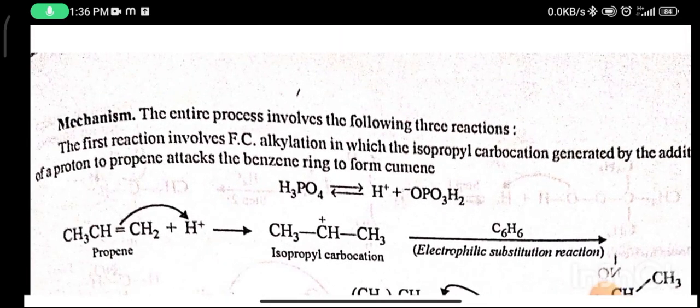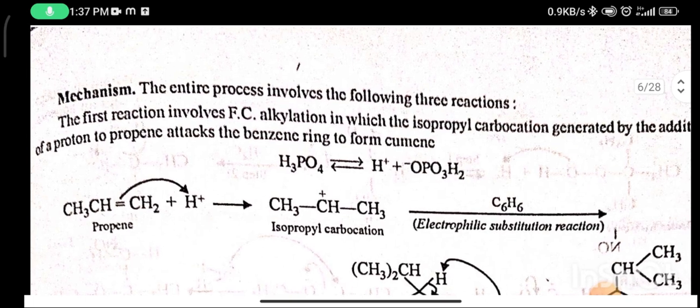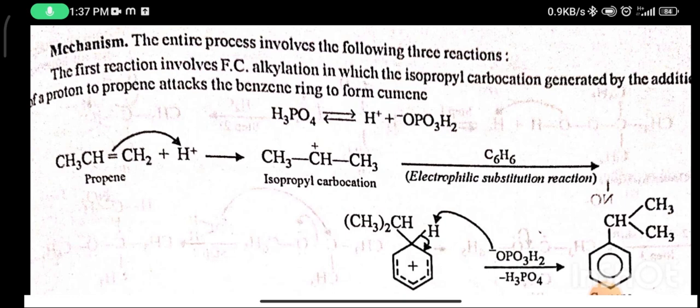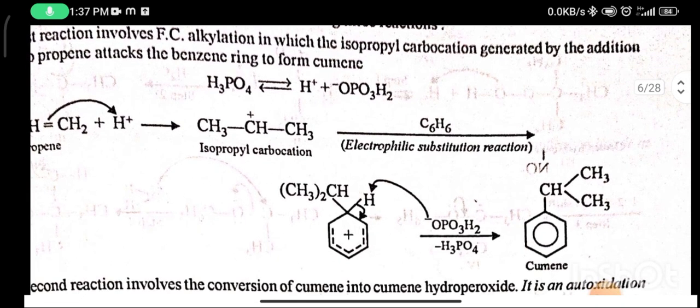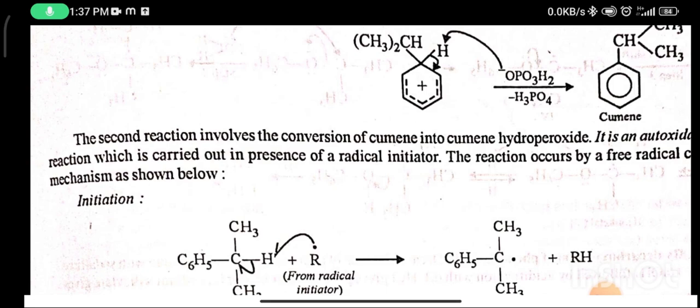Mechanism. The entire process involves the following three reactions. The first reaction involves Friedel-Crafts alkylation, in which the isopropyl carbocation generated by addition of a proton to propene attacks the benzene ring to form cumene. H3PO4 gives H positive plus the anion H2PO4 negative. Propene reacts with H positive and gives the isopropyl carbocation, and then by electrophilic substitution reaction with benzene it gives cumene.